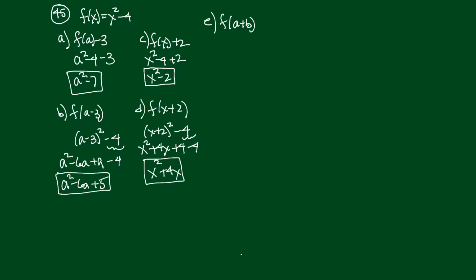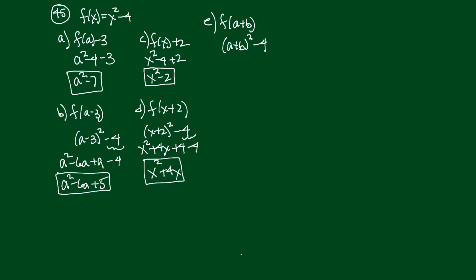Part E asks us to evaluate f of a plus b. So we're going to process a plus b with f. So we come over here to f. Right, here's our processor. We're going to replace all the x's with a plus b. Right, you can see that x has been replaced with a plus b. So put a plus b in for that x. We will get a plus b squared, and then that minus 4.